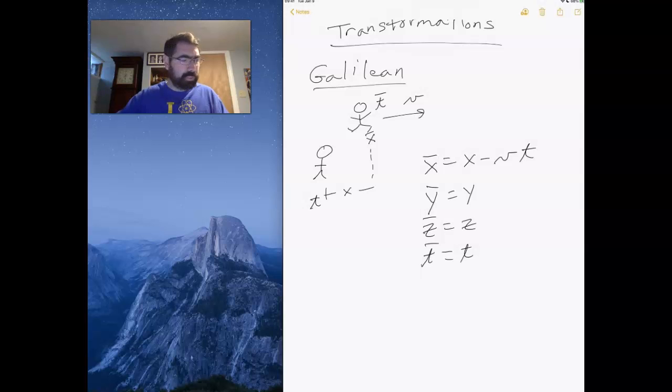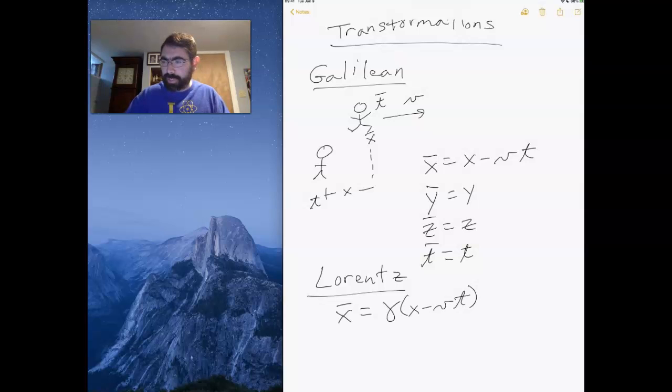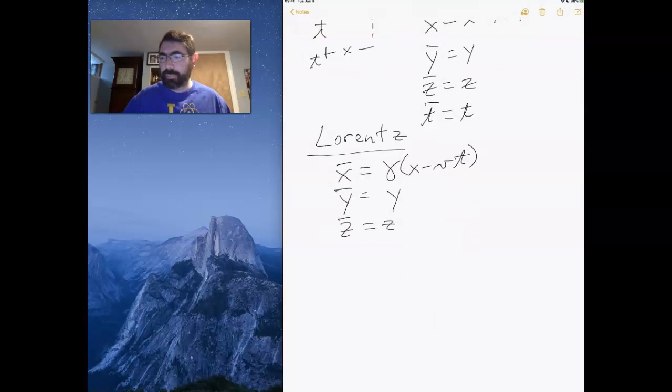Now if we move on to special relativity, what we have is what's called the Lorentz transformations, which say that x bar is really gamma times (x minus v times t). Y, in this case, doesn't change because I've defined the problem to be only moving in one direction. Z doesn't change, but the time follows the time dilation.